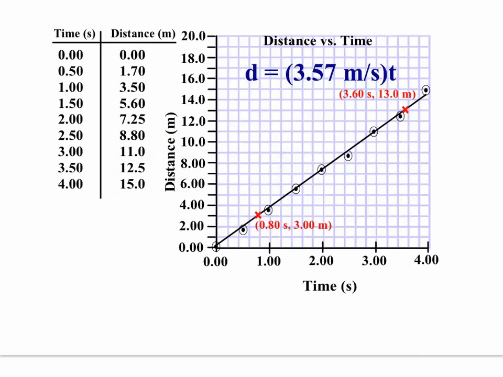I'm going to take that equation of the line, d equals 3.57 meters per second times t, and I'm going to write it right on the graph because, after all, it's the equation that describes this graph.